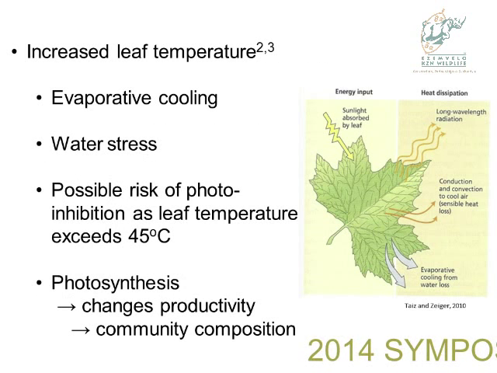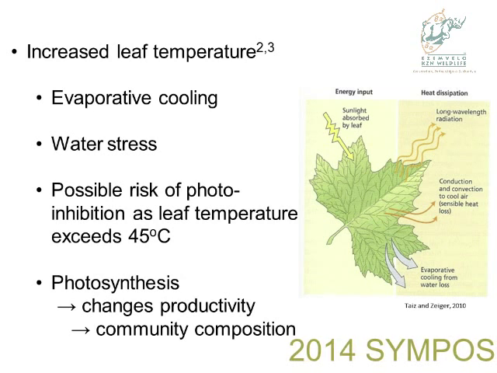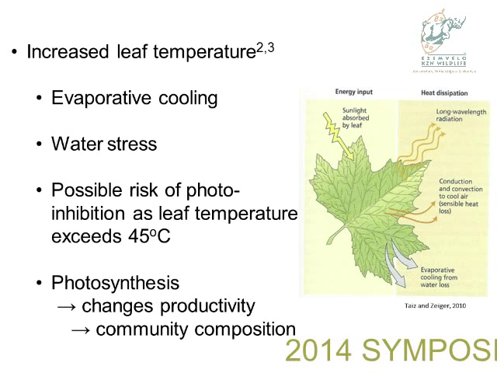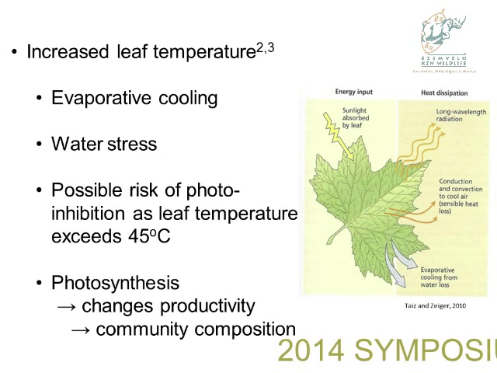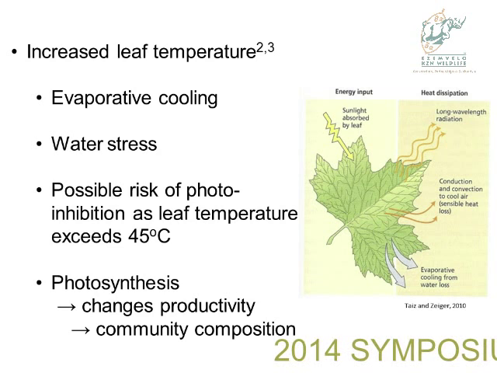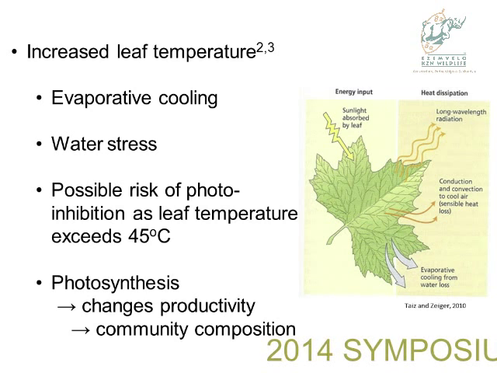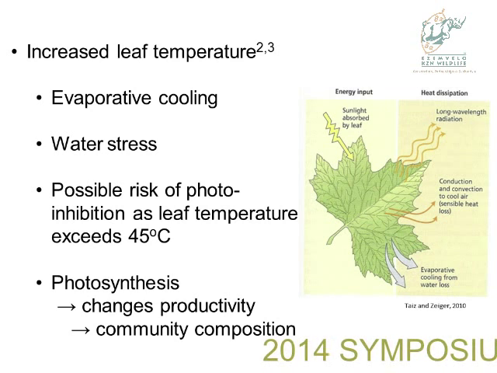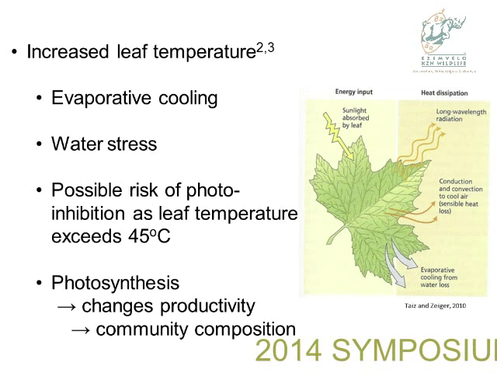Physiologically, plants respond in varying degrees when exposed to elevated temperatures. The initial increase in temperature is compensated for by evaporative cooling in the leaves, which can lead to water stress over extended periods of time. Photoinhibition is another problem, as it can occur if they experience temperatures over 45 degrees Celsius. This can affect the plant's photosynthesis, and with the decreased photosynthesis comes a reduction in the plant's productivity, which can then cause an influence on the community structure or composition in which it occurs.